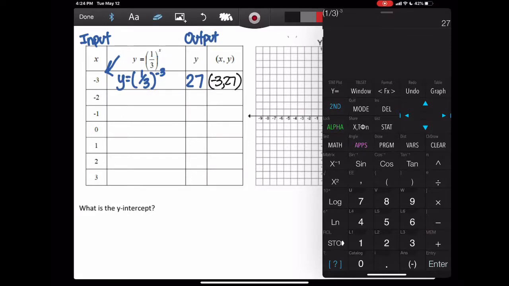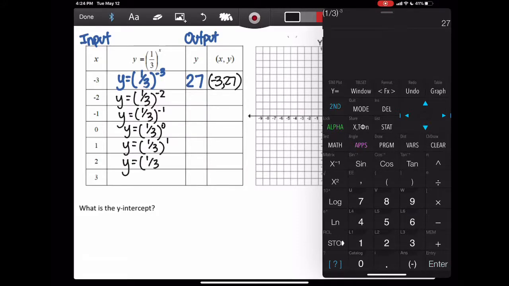Okay? I want you to pause this video and see if you can fill out the rest of this chart here. You can unpause the video to see if you got the correct answers. All right, let's take a look at it. The next one is y equals 1/3, all raised to the -2nd power. This one will be y equals 1/3 raised to the -1 power. Then y equals 1/3 raised to the 0 power, y equals 1/3 raised to the 1st power, y equals 1/3 raised to the 2nd power, and y equals 1/3 raised to the 3rd power.